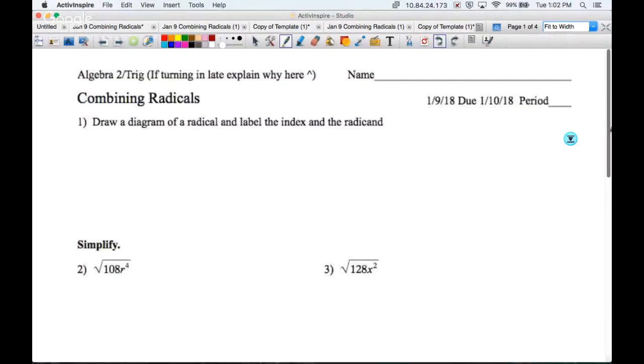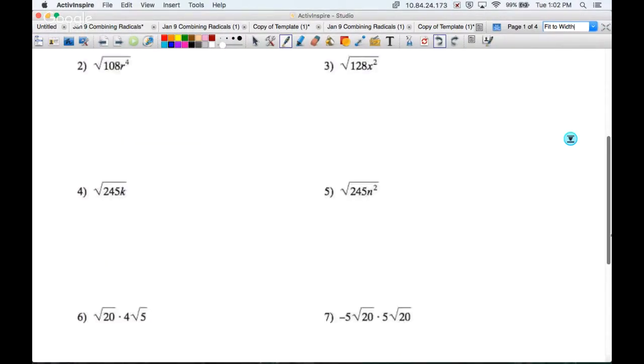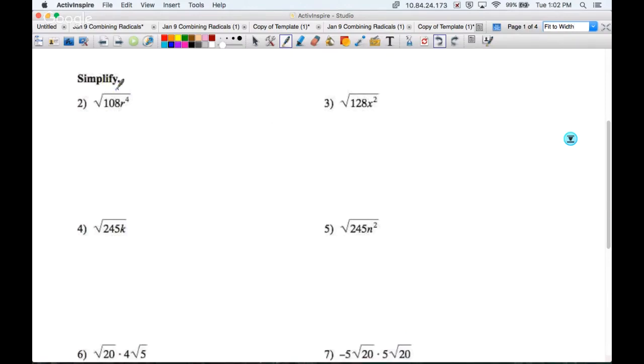All right, we are live. This is going to be our answer key for combining radicals. We'll jump right in with number 2 here.